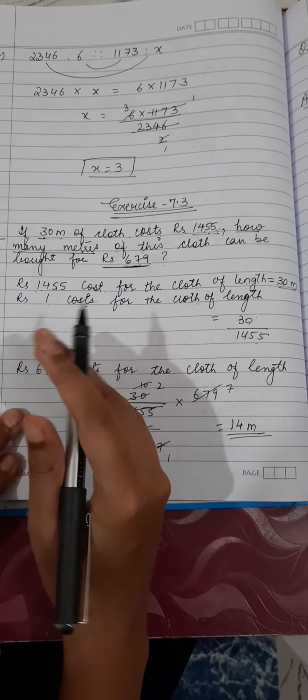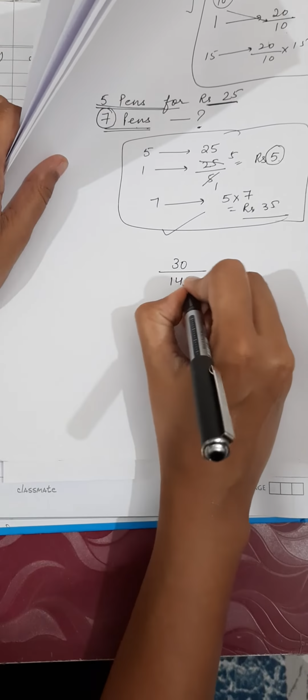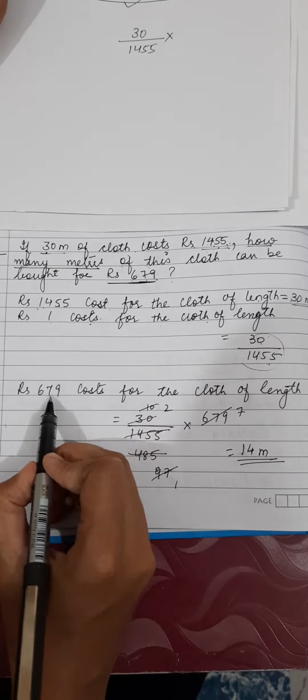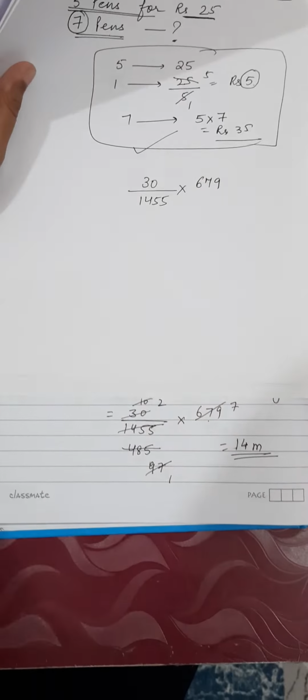So 679 is the cost for the cloth of length how much? How are you going to find this? 30 upon 1455. I am going to multiply 679. So I am going to multiply 679 here.